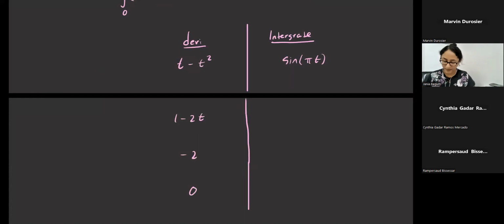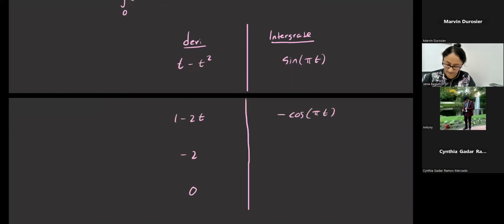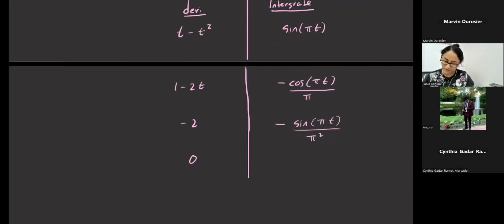Well, it will be negative cosine pi t over pi. And then you integrate that again, so you'll have negative sine pi t over pi squared. Let's double check if this is right. Yeah, and then you integrate one more time until you get to this level. So what will be the integral of sine pi t over pi squared? You get cosine pi t over pi cubed.